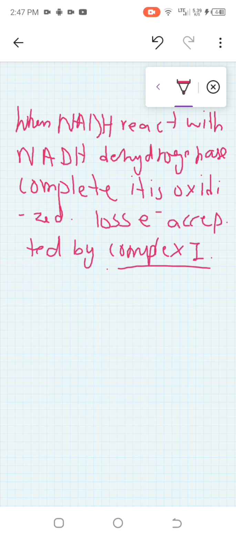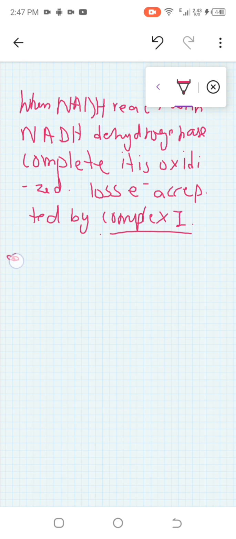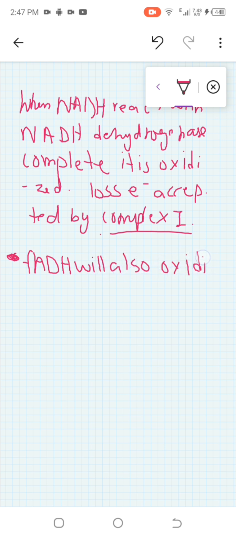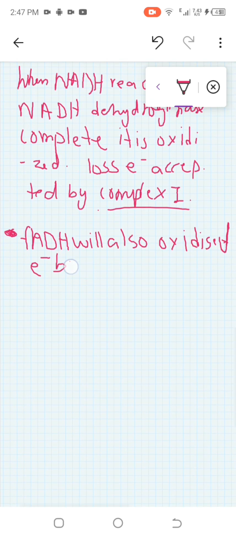Similarly, FADH will also be oxidized to FAD plus and donate electrons, and those electrons are accepted by Q, which is an electron carrier.